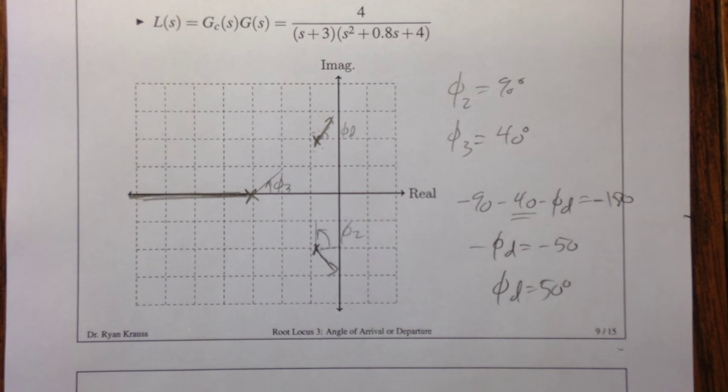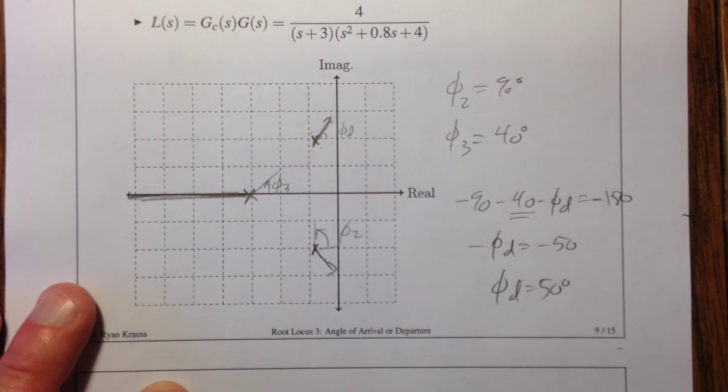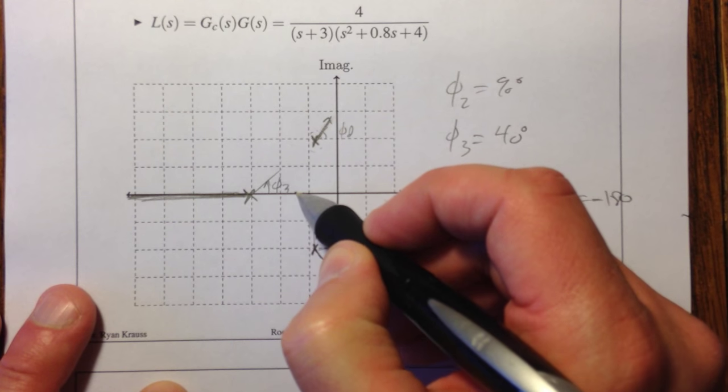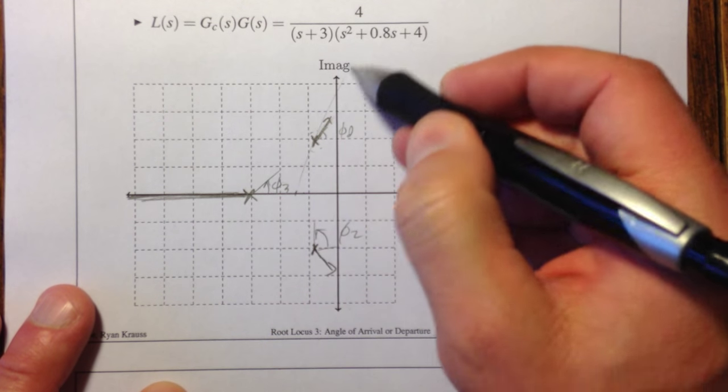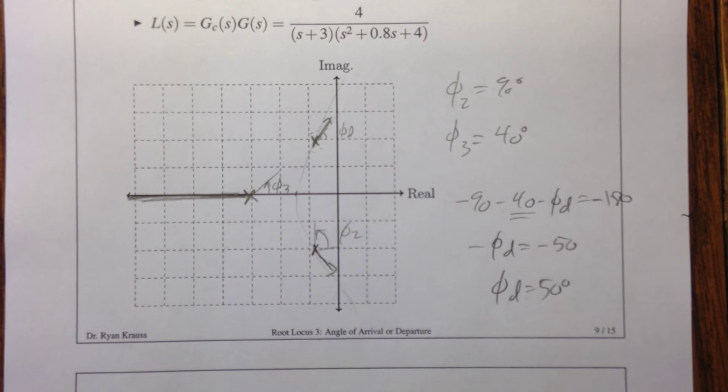And then you could go ahead and find the asymptotes, and it would turn out that these are heading off like so. The asymptotes, I think, are at plus or minus 60 degrees, and the asymptote centroid would be somewhere around in there. So there are asymptotes that they're approaching like that. So not surprising.